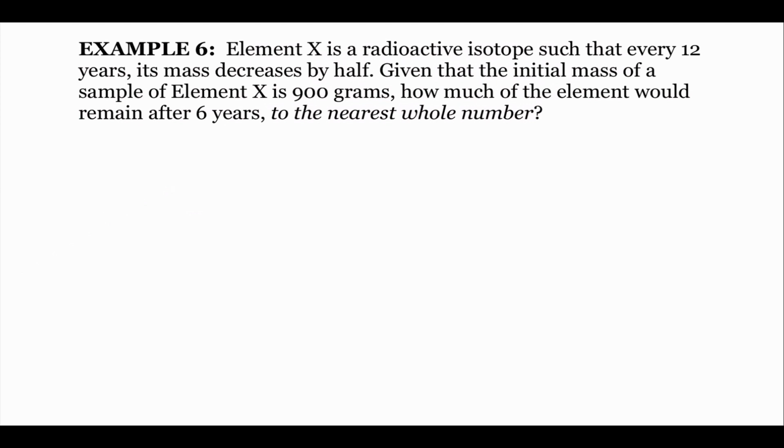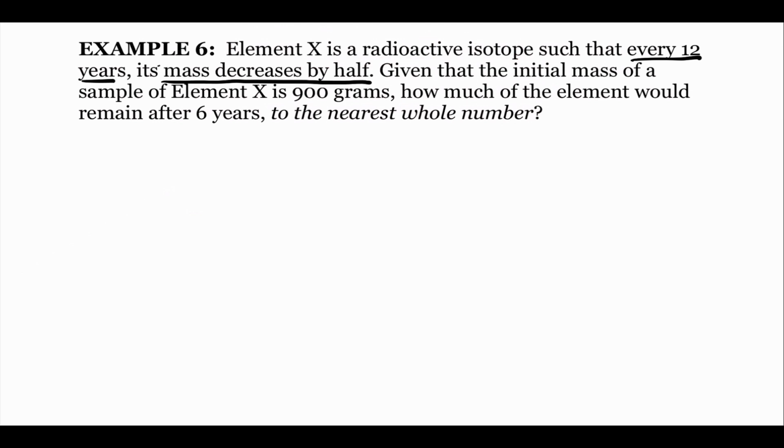So first thing to do is to underline, circle, highlight the important stuff. Let's go through this, because I don't think we've done too many of these problems before. So element X is a radioactive isotope. Is that important in terms of solving the problem? No. Such that every 12 years, its mass decreases by half. That is important.